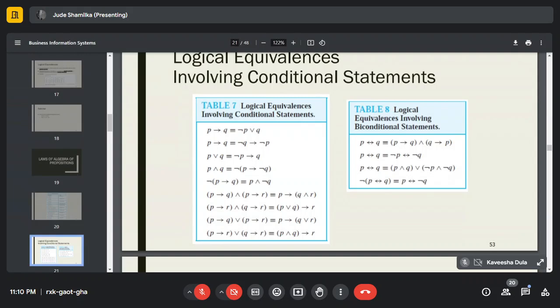Negate it and then negate the whole statement as well. Right? After negating the second option, you have to negate the whole statement. Then you get the equivalent of the other statement.